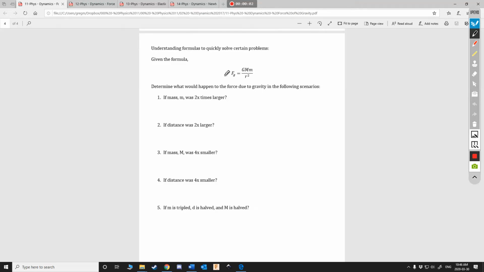Okay, for these questions, we're going to use proportionality to solve for force. So we have our equation, force of gravity is G m M over r squared. Sometimes you don't necessarily need to re-plug in everything over and over again.